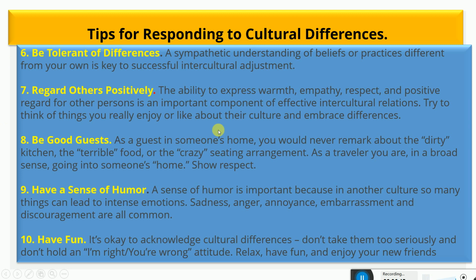Okay, tenth point is very important. Have fun. If you do anything, some fun is required for increasing your positivity and your productivity. So it's okay to acknowledge cultural differences and don't take them too seriously, and don't hold on to 'I am right, you are wrong.' That type of attitude we need to reduce, relax, have fun and enjoy with new friends.